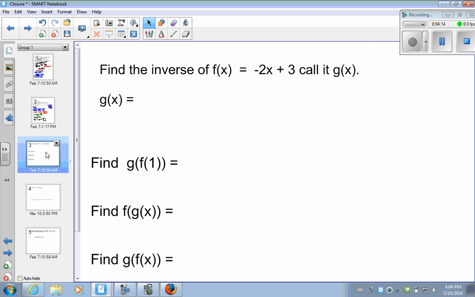The next problem you're going to work on is you're going to find the inverse of something linear, -2x plus 3. You're going to call that g of x. And then I ask you a bunch of questions about it. So go ahead and work on that with your team. And when you're ready for the answers, just click go.